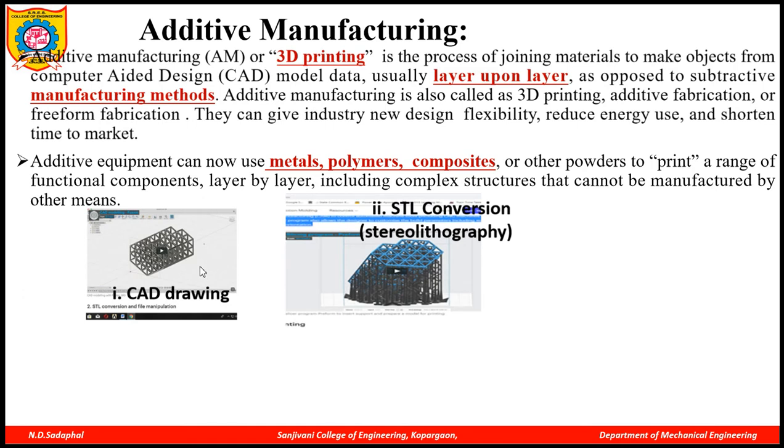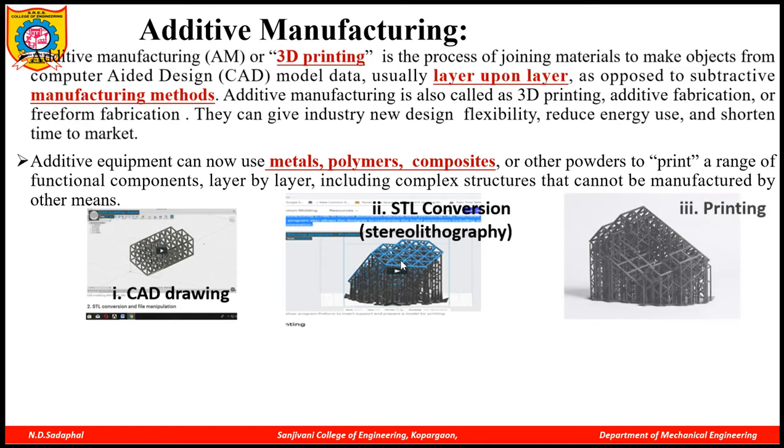Then that model is converted into an STL file, or STL conversion. STL is a language which is read by the 3D printer. So the CAD model is converted into an STL file. Then the 3D printer will learn, or execute, the CAD model. It will realize that this model we have to print. So printing or manufacturing is done by the 3D printer by putting layer upon layer of a metal, or maybe a polymer, or it may be a composite.